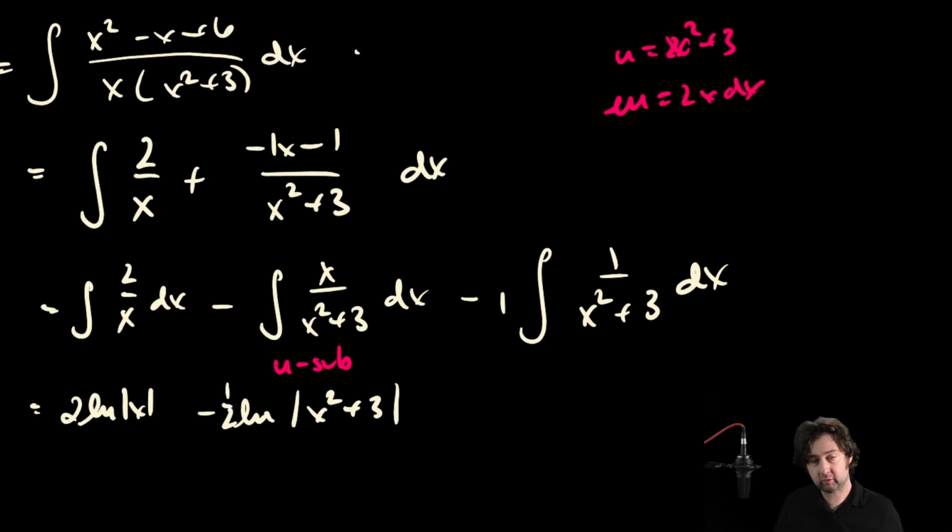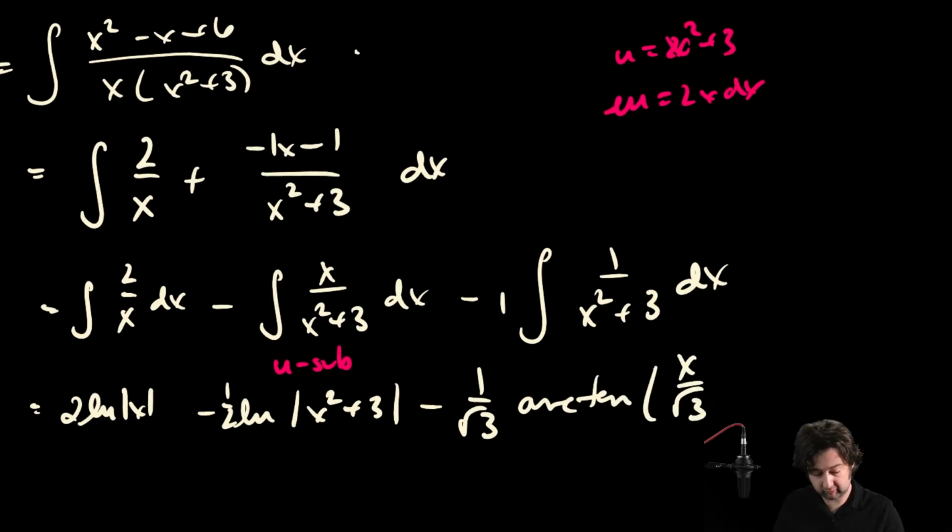For the last integral, we're looking at an arctangent. And it's going to turn out to be that this is 1 over the square root of 3 times the arctangent of x over the square root of 3. And that has to do with the fact that the a squared in the form is 3, and so a is root 3.